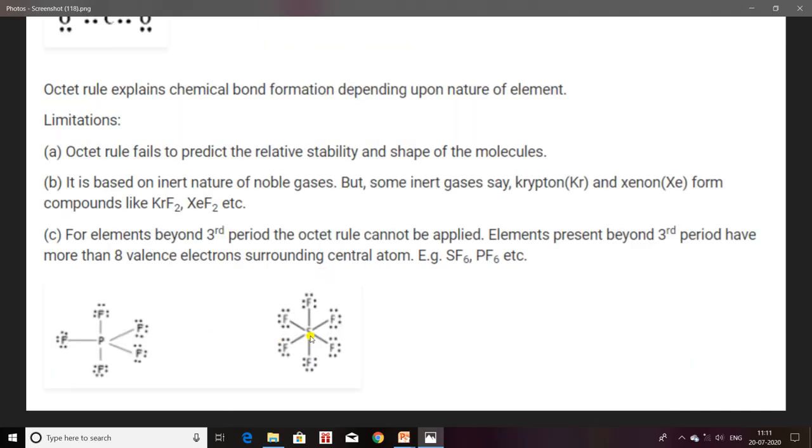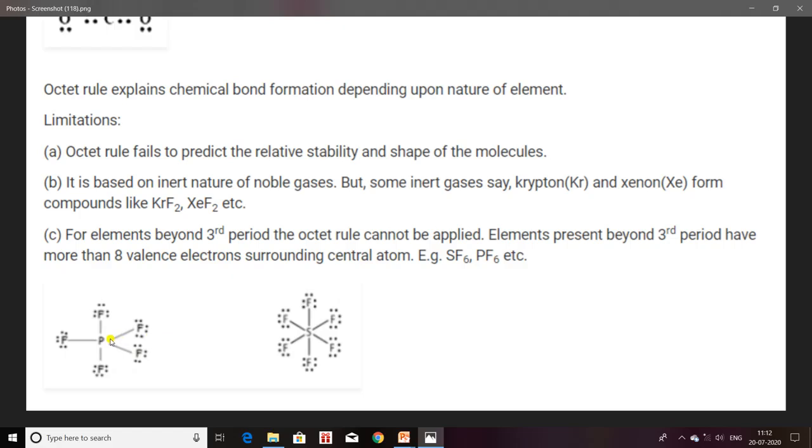Next limitation is there are some central atoms which have more than 8 electrons, but still they form stable compounds, right? Like here sulfur is attached to 6 fluorine atoms, right? So it has more than 8 electrons. The 6 valence electrons of sulfur and it is sharing 6 electrons from fluorine atoms. So in total sulfur has 12 electrons, but still SF6 is stable.